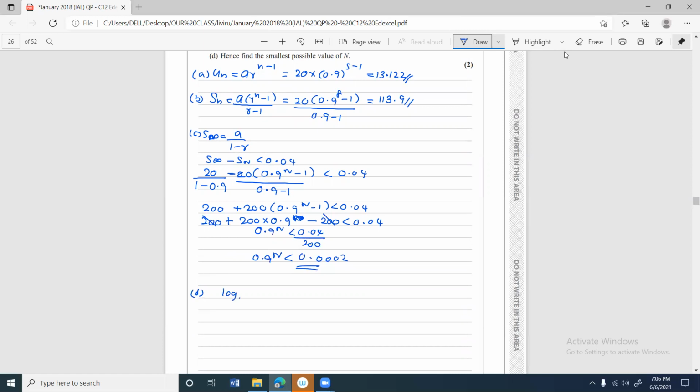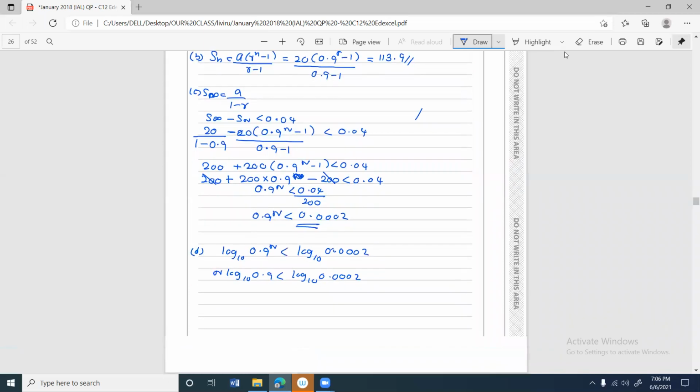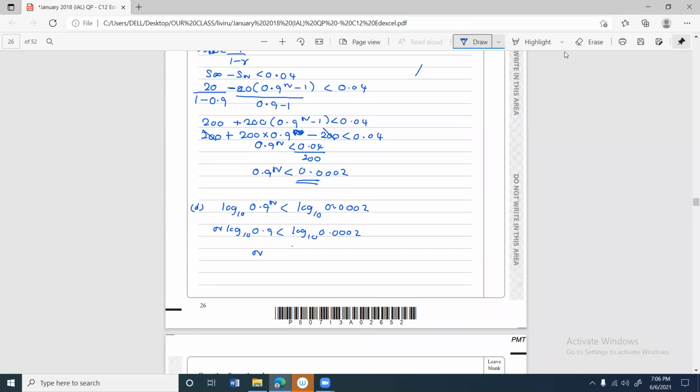You can use the logarithm to base 10 on both sides. When you have a variable power, that is a way of doing this simplification. From both sides, take the logarithm of base 10. Log 10 of 0.0002. Then you can say n times log 10 of 0.9 is less than log 10 of 0.0002. Then this is another point.